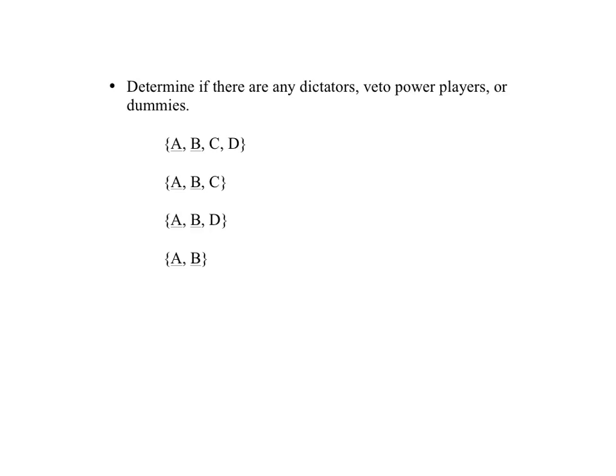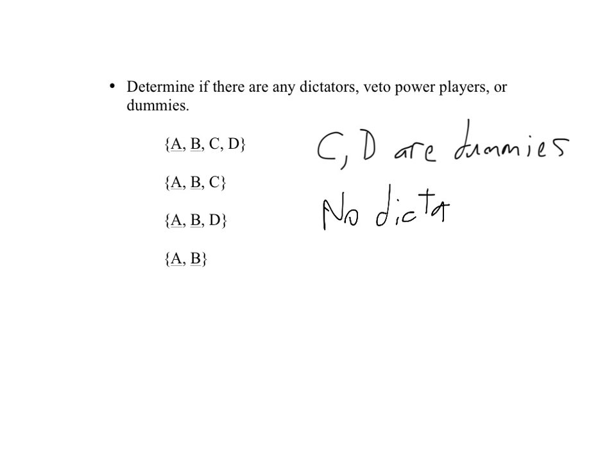So let's just go through and answer this question as it was written: determine if there are any dictators, veto power players, or dummies. Well, we just figured out that C and D are dummies because they are never underlined, they are never critical. So it follows that C and D are dummies. How about dictators? Well, there is no one-member winning coalition, so there is no dictator. And finally, veto power players.